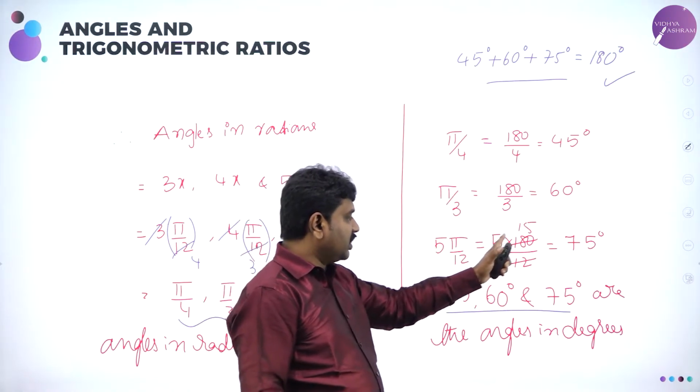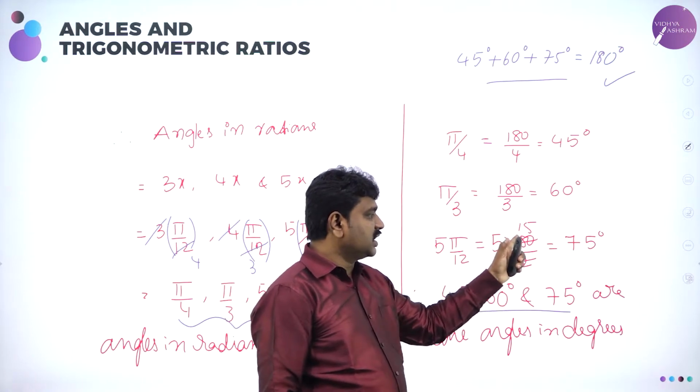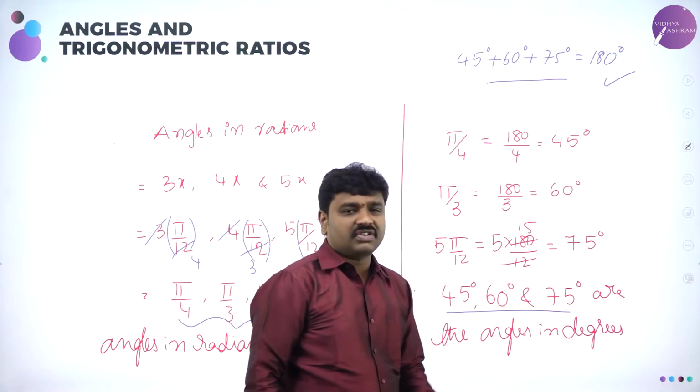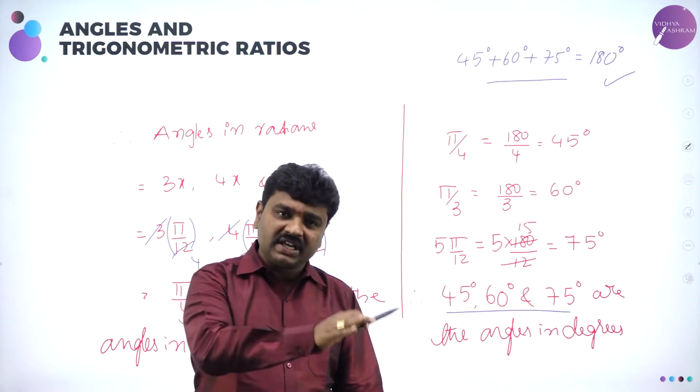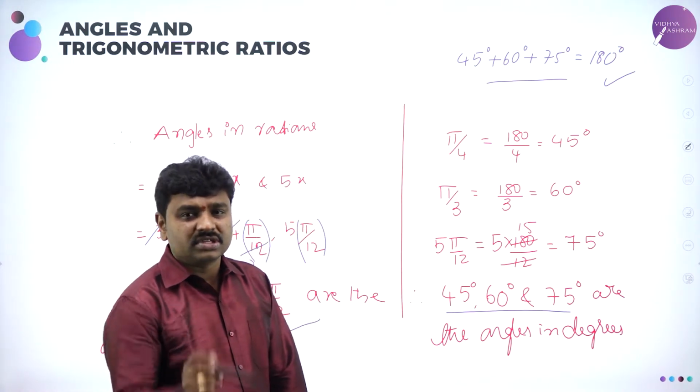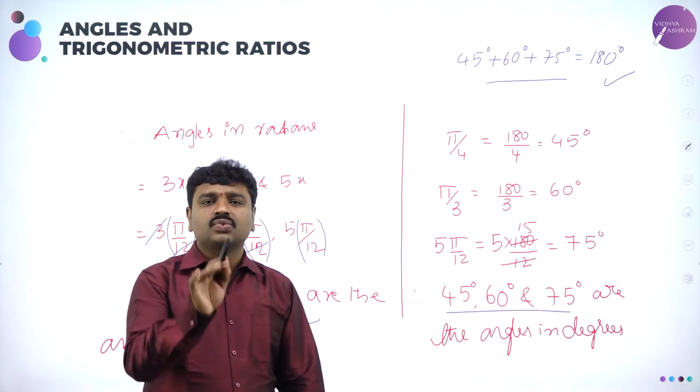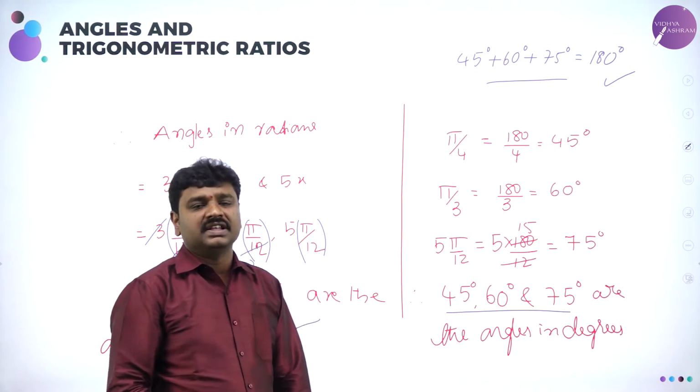5 times 180 divided by 12. 12 ones are 12, 5 ones are 15, into 5, 75 degrees. So we got the angles of a triangle in radians as well as in degrees. What is the basic? The sum of the angles in a triangle is 180 degrees or pi radians.